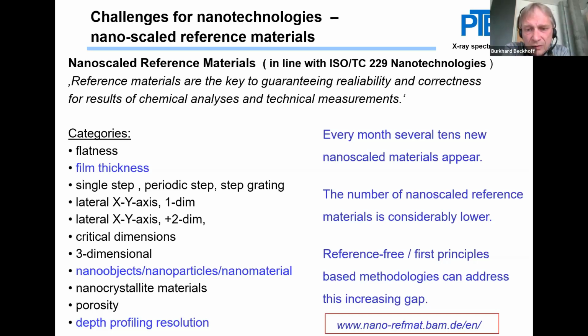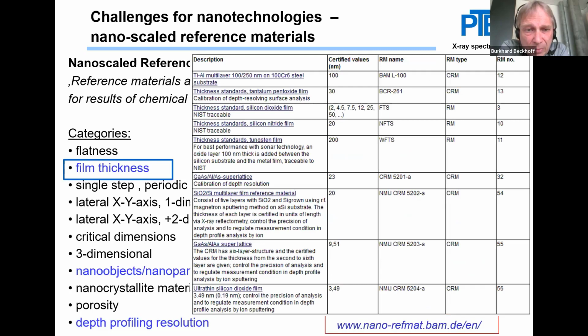This is a website that I'd like to recommend to you, of the Federal Institute of Materials Research and Testing in Germany, which collected information on an international level about the nano-scaled reference materials that exist. And if you have a close look, for example, at the film thickness, this is about half of the number of reference materials that exist.